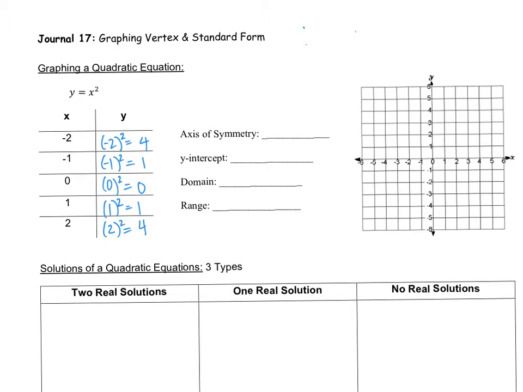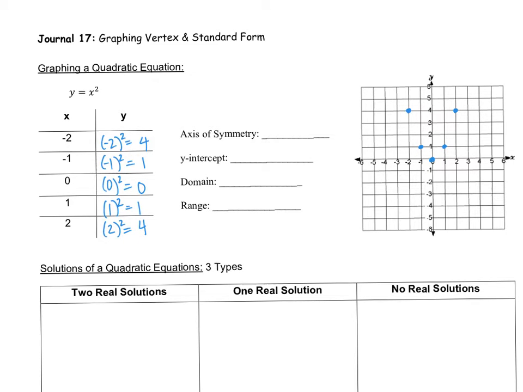So when I look at these coordinate points here, I now have my x and my y value. So I'm going to go ahead and start plotting them. This one's at -2, +4. So -2 and up 4 is right here. This one's at -1, 1, so it would be right about in here. And then we have the origin, because we have it at 0, 0. 1, 1 again, but this time it's a +1. And then we have 2, +4.